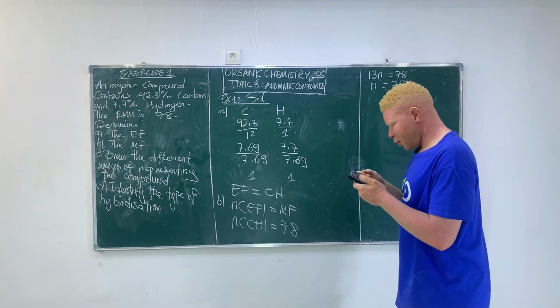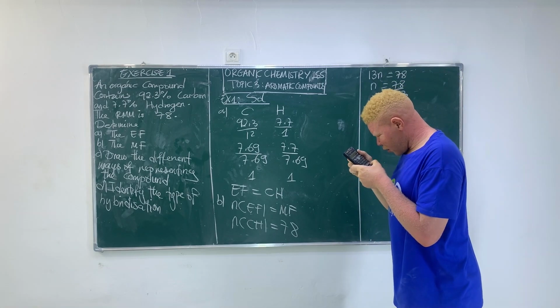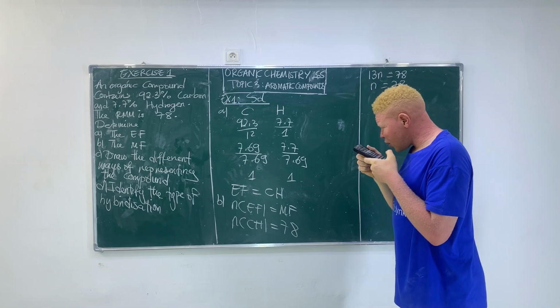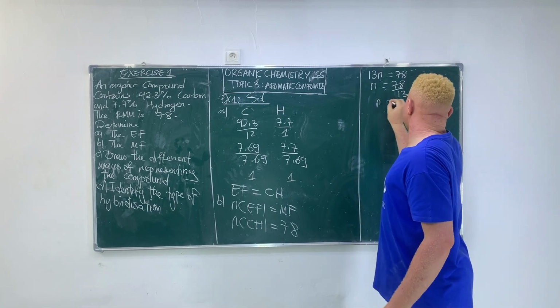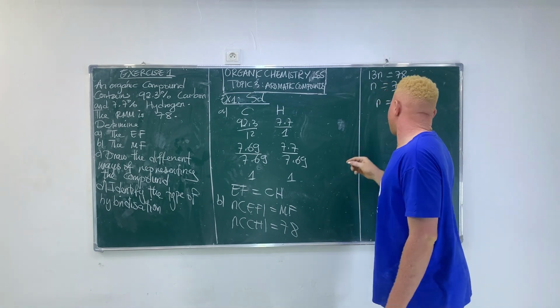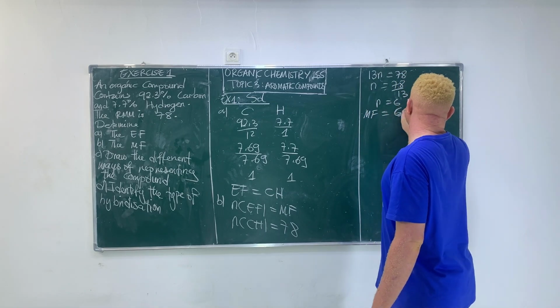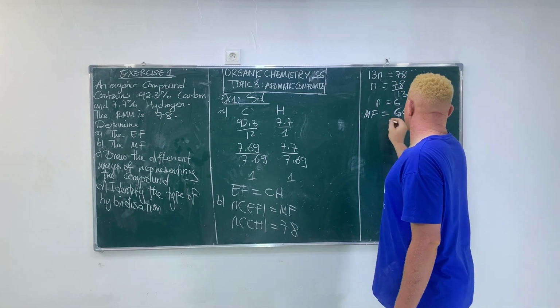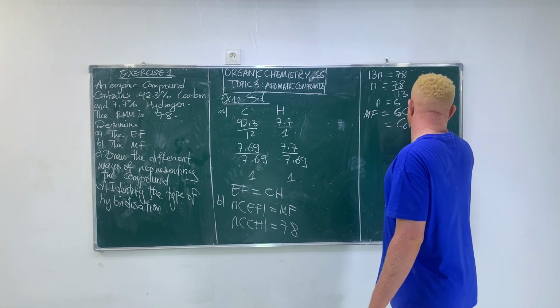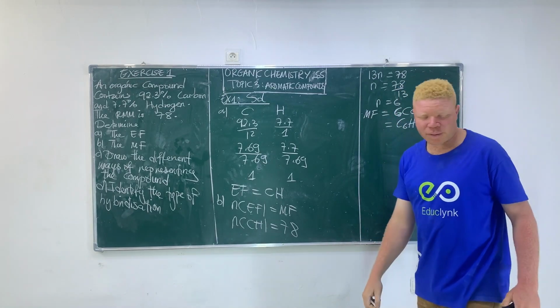N equals 6. So the molecular compound is 6 times CH, which is C6H6, which is benzene.